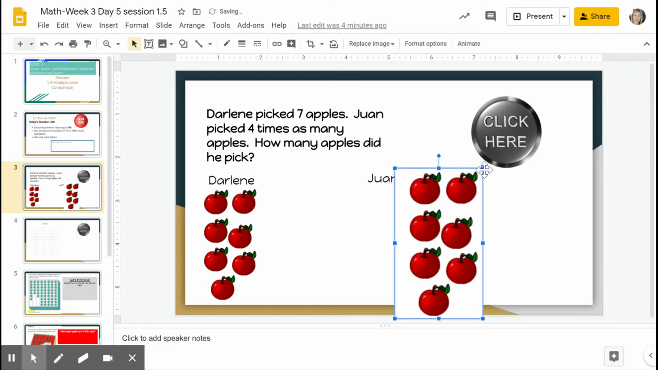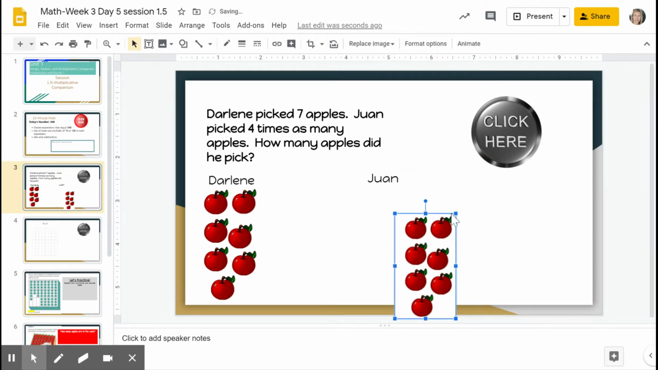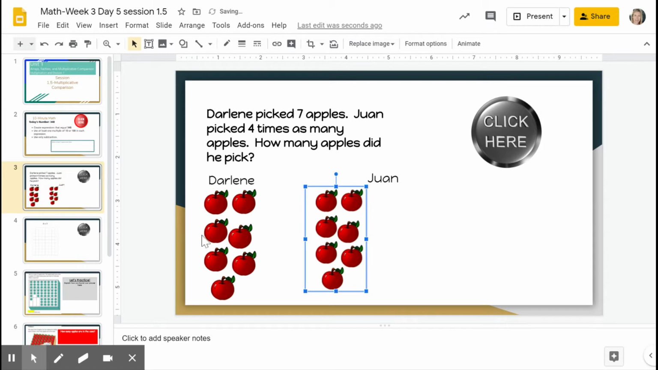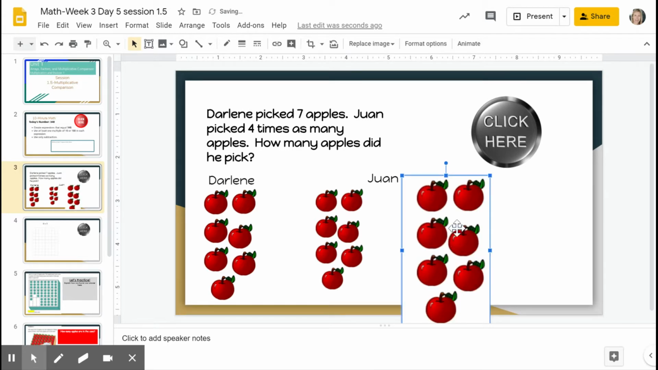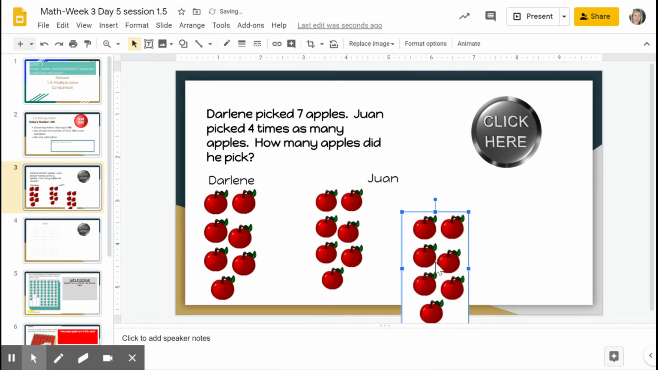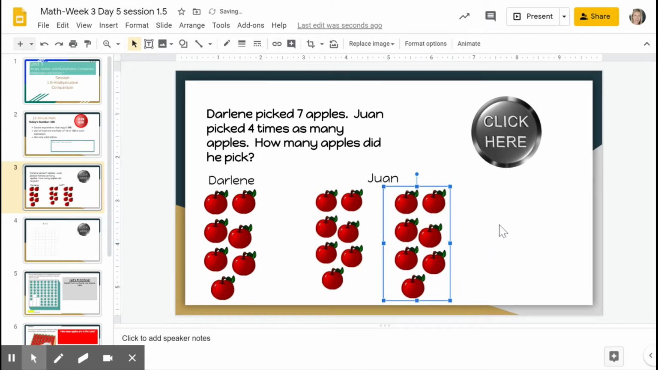Make it a little bit smaller. Move it over here so that these are Juan's apples. So he picked, if this was all he picked, he would have picked the same amount of apples. So here's another set of 7 coming up. Make it a little bit smaller. Picturing them as sets of 7. Okay, that's 2 times as many apples, but we need 4 times as many apples.